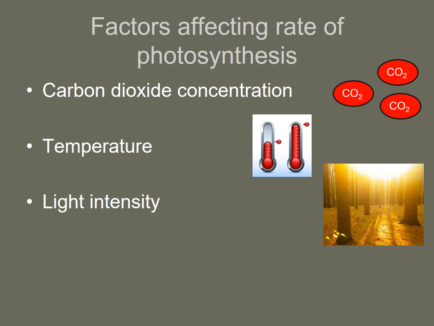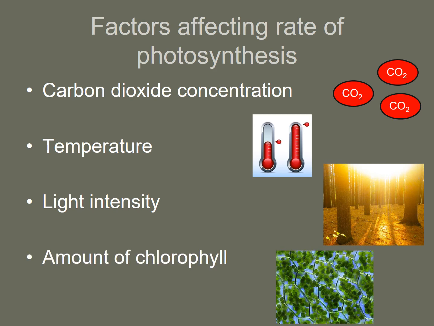We've got light intensity, so that's how bright the light is. So if we were talking about a bright summer's day, we'd say that light is very intense, whereas on a winter's day, we'd say that the light isn't very intense. And our final factor, this is one of the few places where this word is allowed, the amount of chlorophyll. So the more chlorophyll there is, then we can think about how that will affect the rate of photosynthesis.